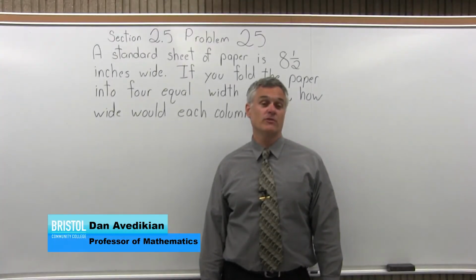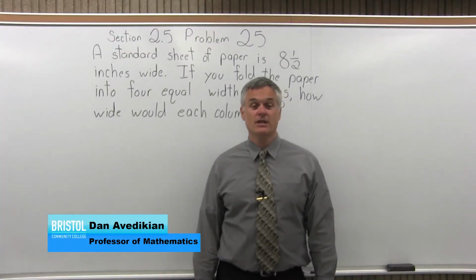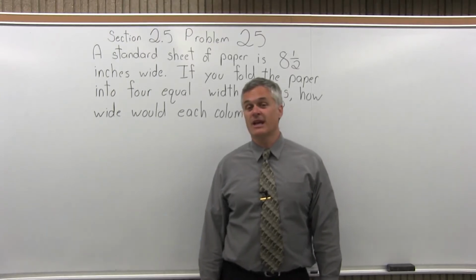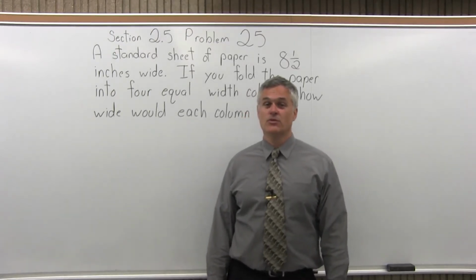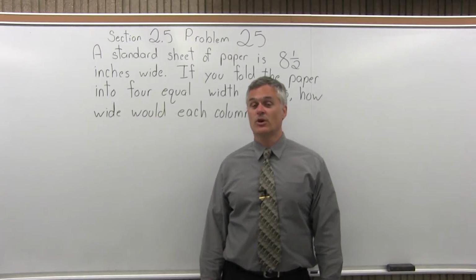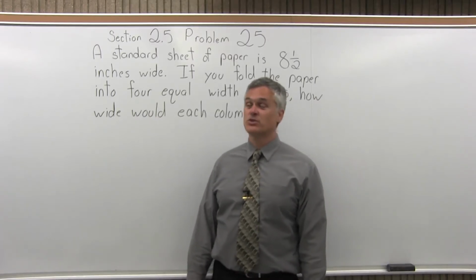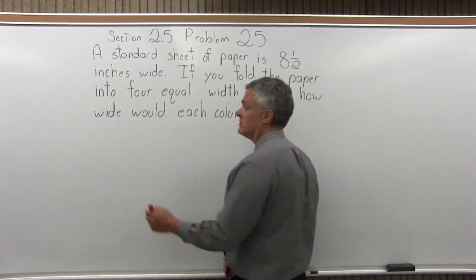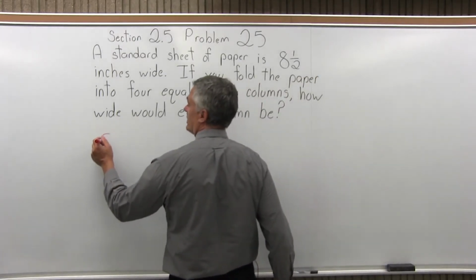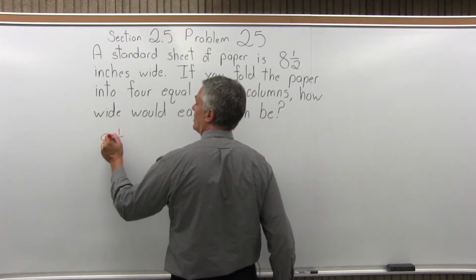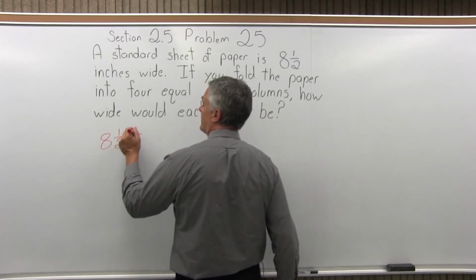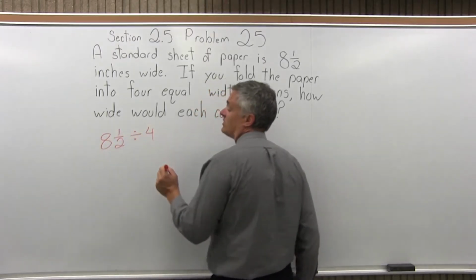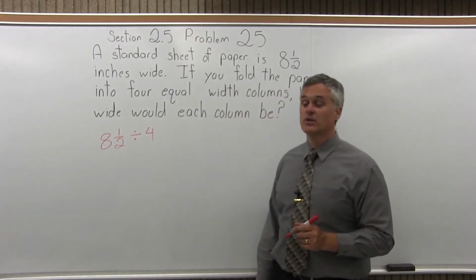This is Section 2.5, Problem 25. It says a standard sheet of paper is 8.5 inches wide. If you fold it into 4 equal width columns, how wide would each column be? So, what you would do is take the width of 8.5 inches and divide it by 4 for the 4 columns, and you'll see how wide each column would be.